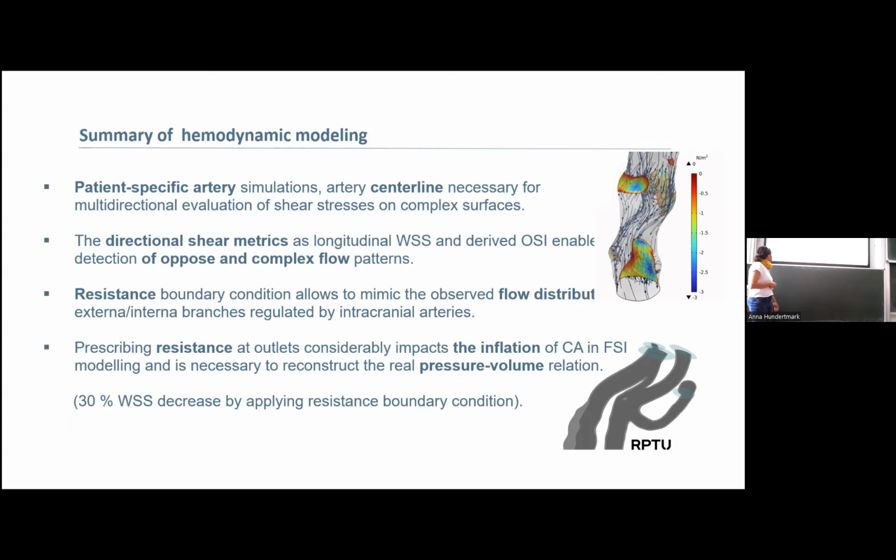Then we implemented the resistance boundary condition, which leads to realistic observed flow distribution to the internal and external arteries, regulated by intracranial arteries. But moreover, by prescribing this boundary condition, we obtain considerable impact on the inflation of the carotid artery, and we obtain realistic pressure-volume curves even in this open situation. What was also observable is that the wall shear stress decreases by applying the resistance boundary, which is somehow logical.